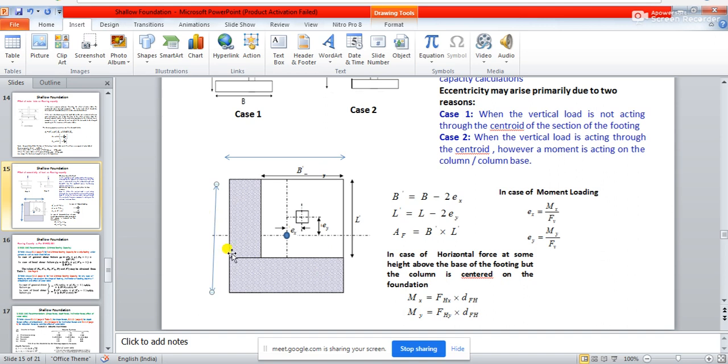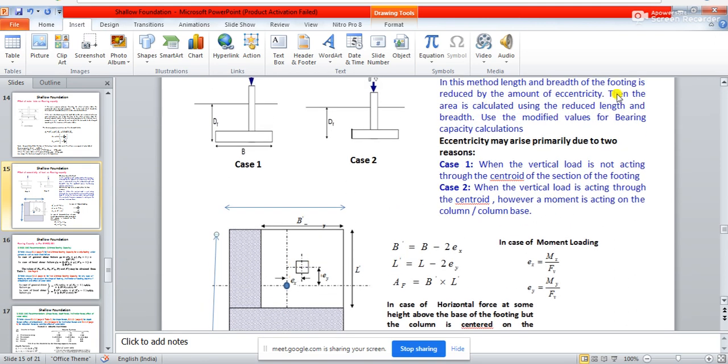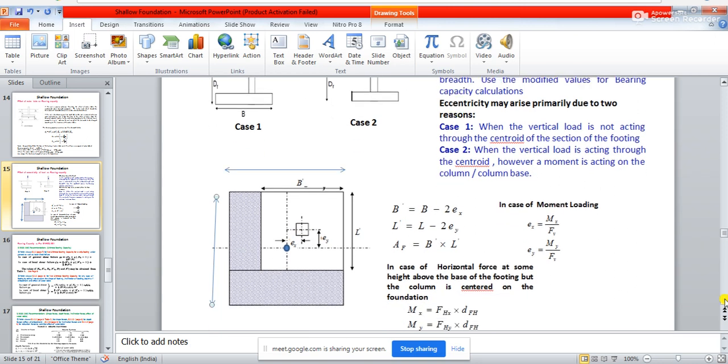However, in this case, the column is not placed over here. It is not placed at the centroid of the footing. Rather, the column is a little bit shifted. So, this is the case actually. This is the front view, and from the top view, you see this column is a little bit shifted. You see, this is the top view, and on the footing, the column is coming to this position. Have you noticed?